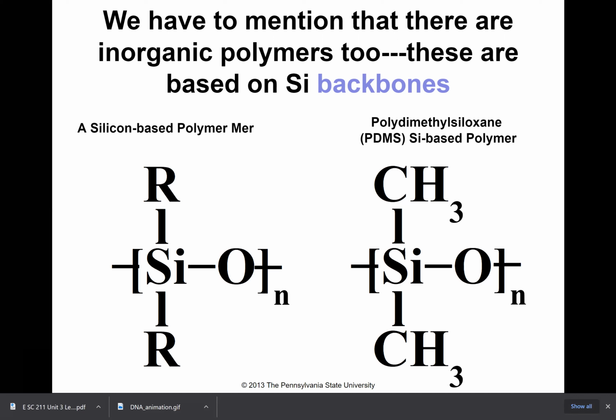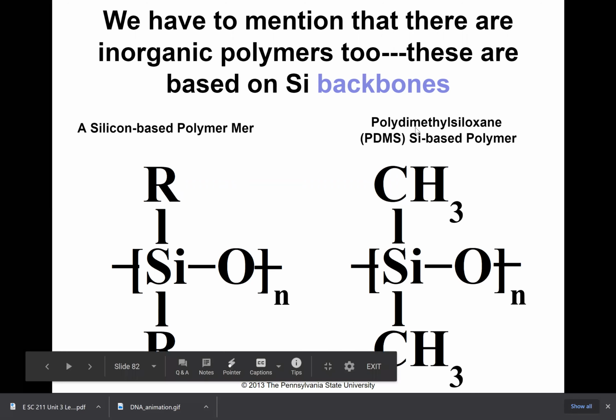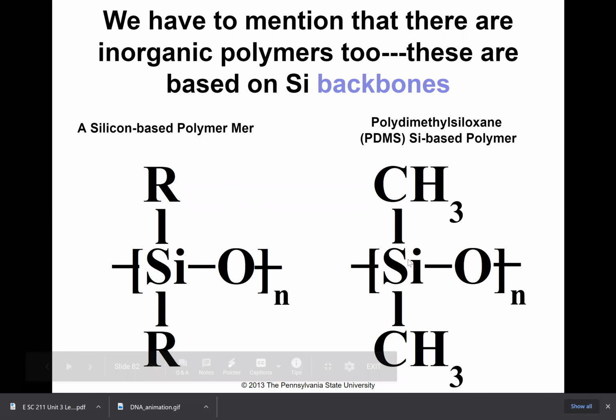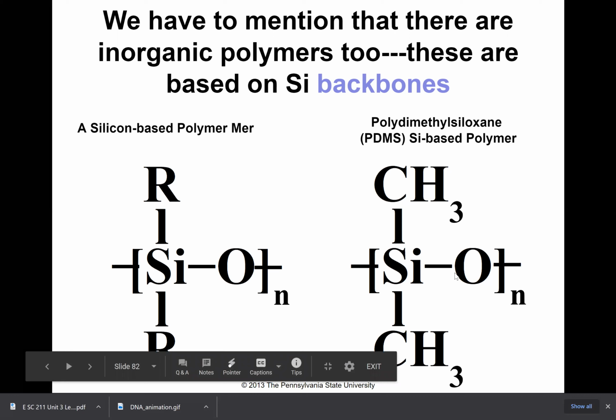But the same idea goes for silicon-based polymers as for carbon-based polymers, in that you have silicon, silicon, silicon, and super long chains. This one here is an example of one unit of polydimethylsiloxane. So you get this and repeat this unit over and over again, and then you get a silicone polymer.